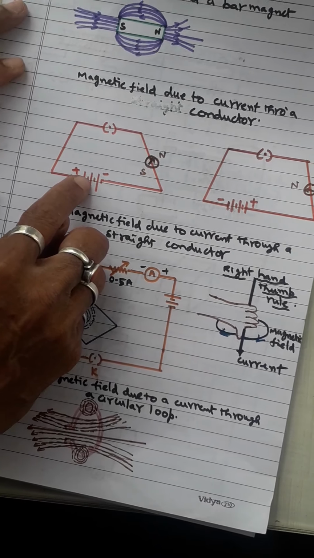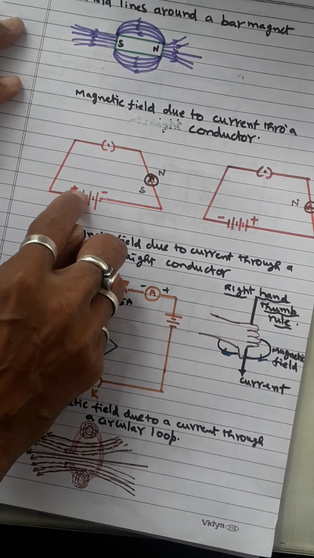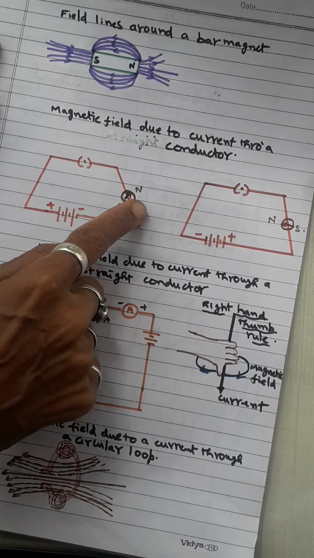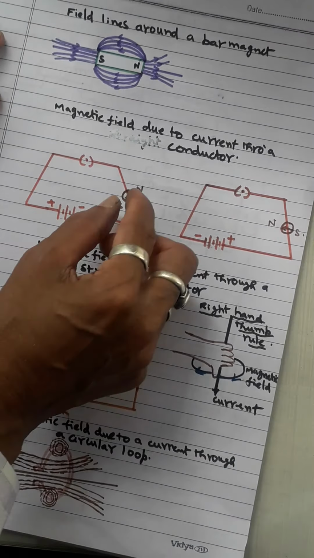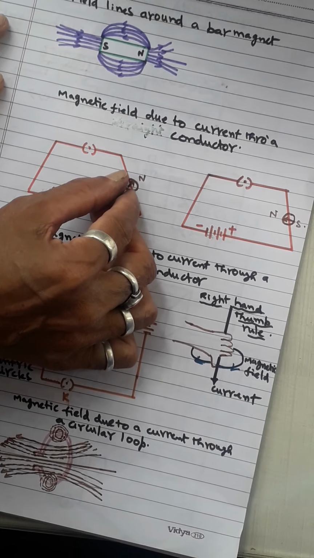We already know the direction of current. The current will always start to flow from positive to negative. As the current starts to flow from positive to negative, the needle starts to deflect. That is nothing but the magnetic needle I just showed. It starts to deflect in the clockwise direction.